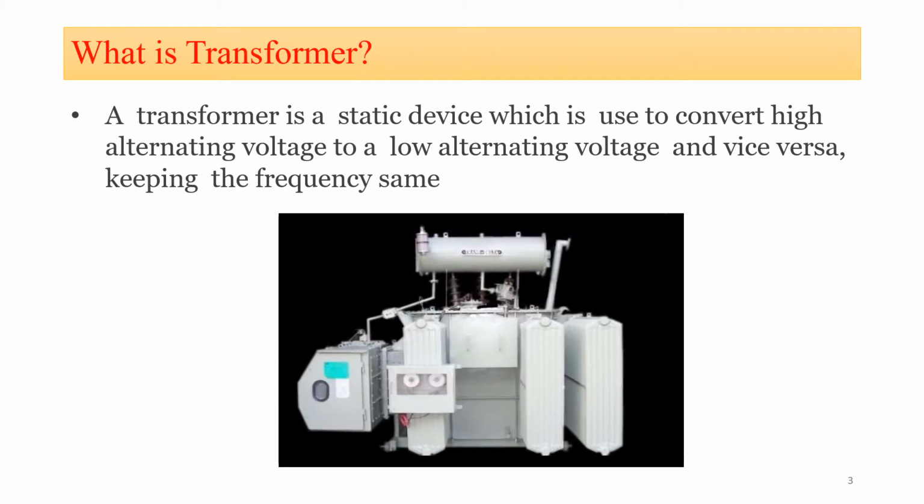Now this is the picture of the normal type of transformer where two windings are used, that is primary winding and secondary winding. And here the step up transformer or step down transformer just converts high alternating voltage to low alternating voltage or low alternating voltage to high alternating voltage by keeping frequency constant. Means the time is constant, only amplitude will change.